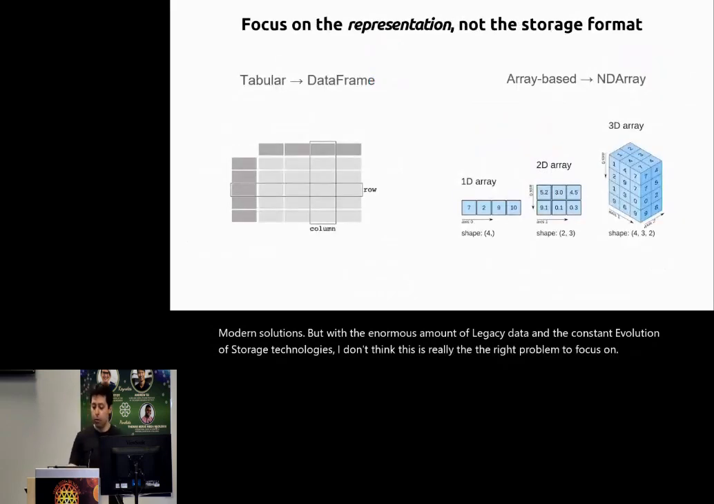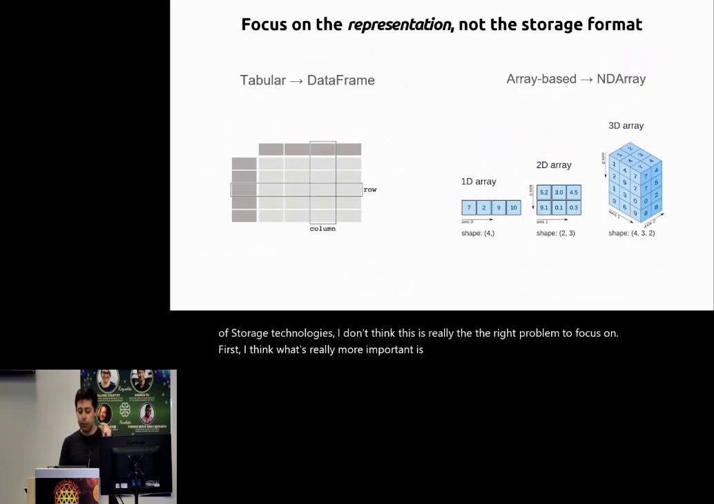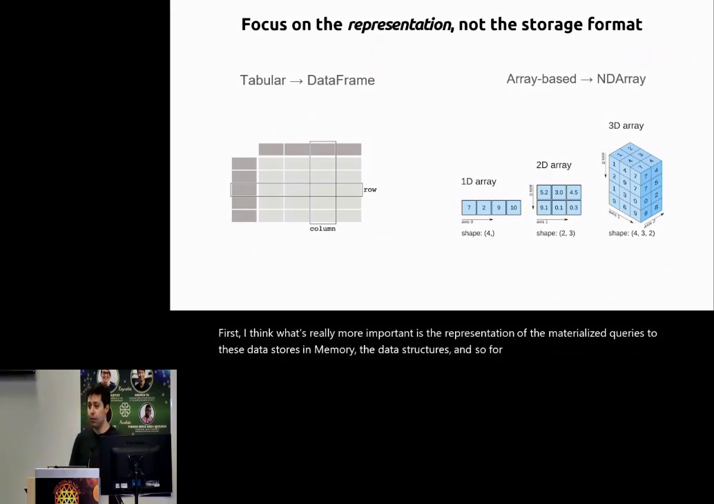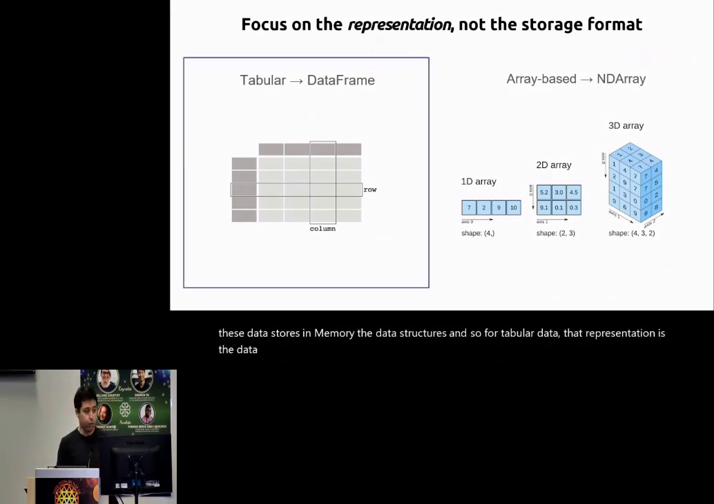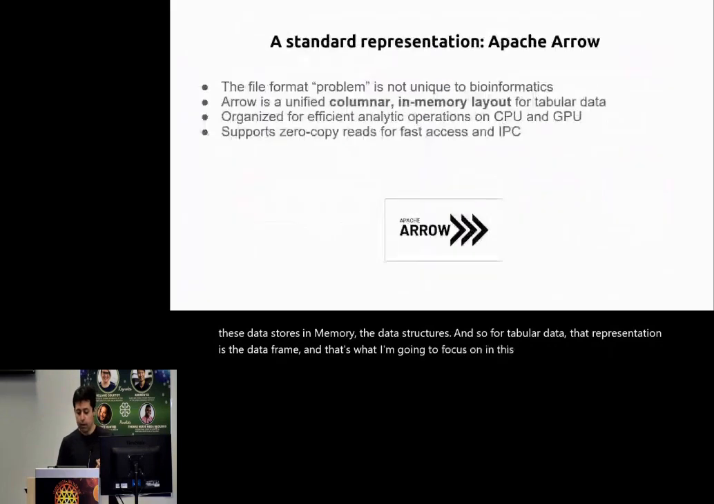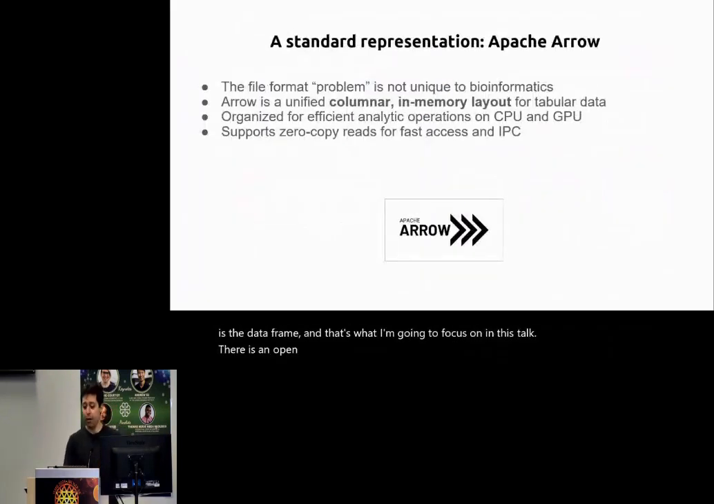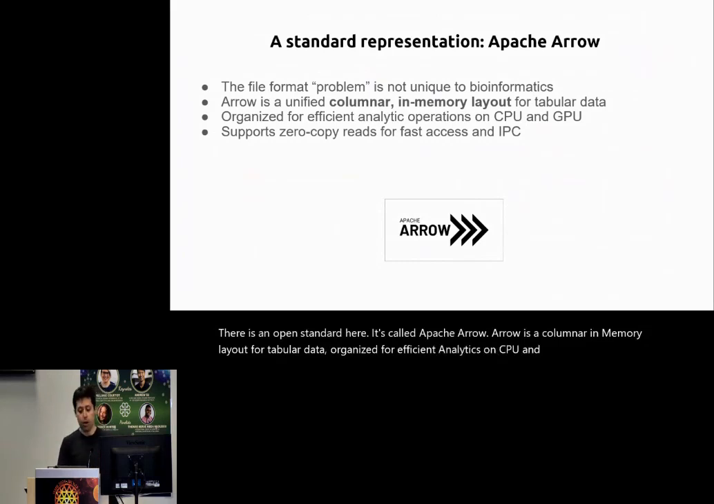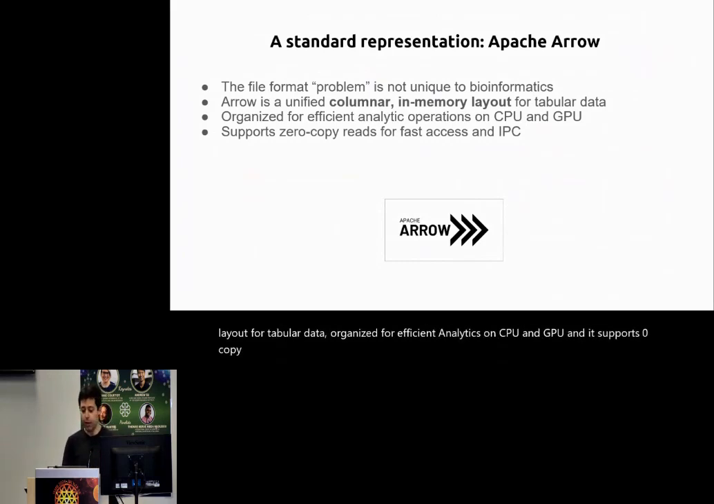I think what's really more important is the representation of the materialized queries to these data stores in memory, the data structures. For tabular data, that representation is the data frame, and that's what I'm going to focus on in this talk. There is an open standard here. It's called Apache Arrow. Arrow is a columnar in-memory layout for tabular data, organized for efficient analytics on CPU and GPU, and it supports zero copy access and efficient interprocess communication.